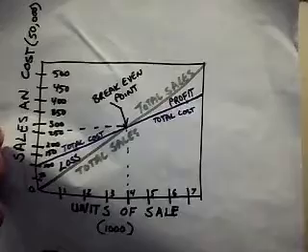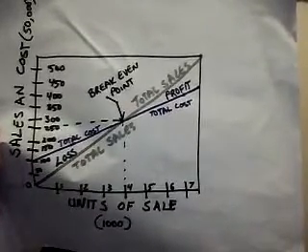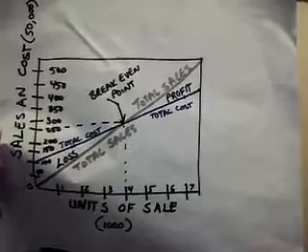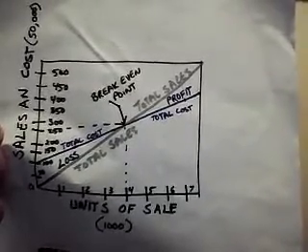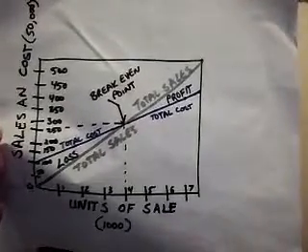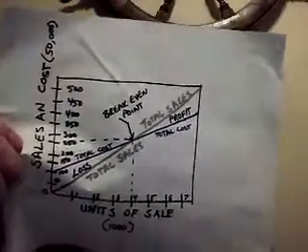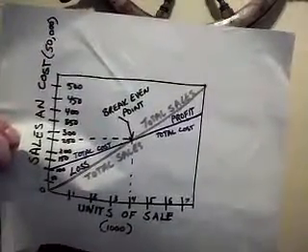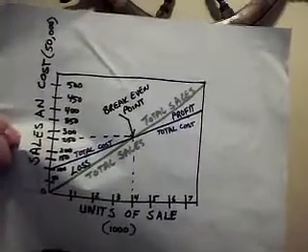From here, we need to find the total cost line, which is found by beginning with the total fixed cost on the vertical axis as our first point. And we find our second point by multiplying the unit of sales on the horizontal axis by the unit variable cost and adding the fixed cost. Connect the points and we have our total cost line.